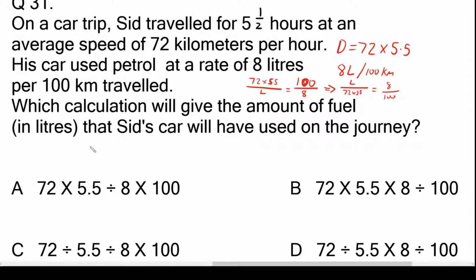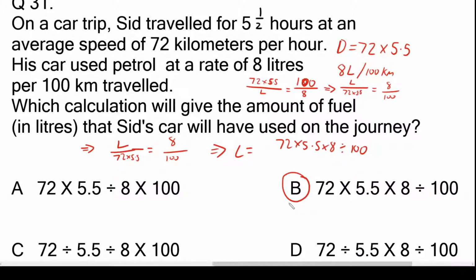Then solving for L, we've got L over 72 times 5.5 is equal to 8 over 100. So the amount of litres is going to be equal to 72 times 5.5 times 8 divided by 100. Okay, so the answer is B. All right. So this is a really hard question. You need to use ratios.